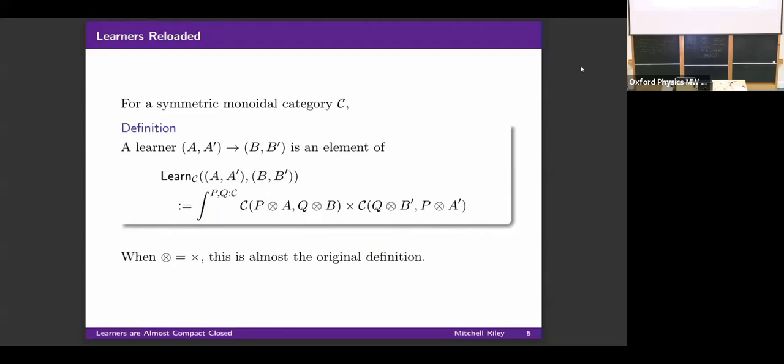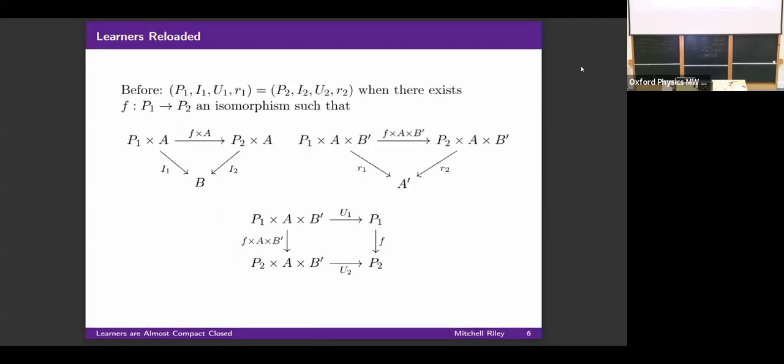But we are equating these learners up to a more generous equivalence relation than we were before, because up here, it's no longer just isomorphisms. So more learners become equal. So what I want to do is show you what this relation looks like. So this is the original one for when two learners are the same.